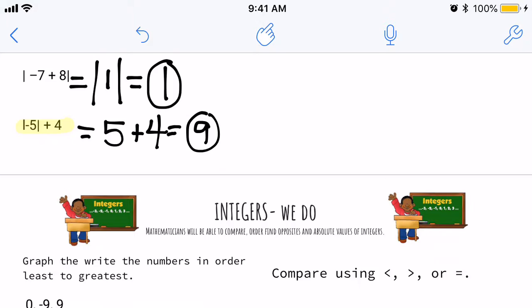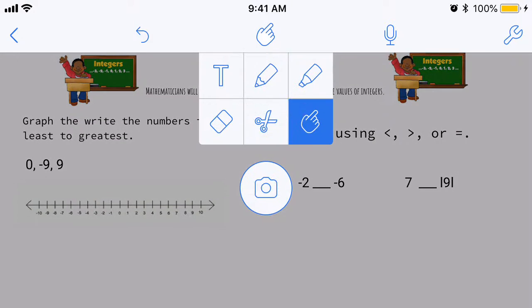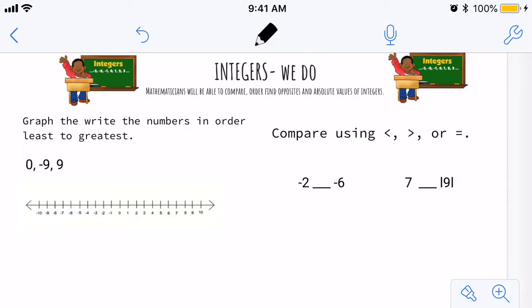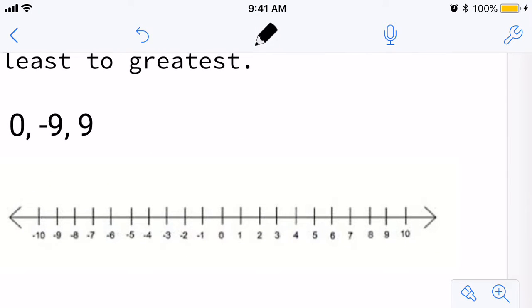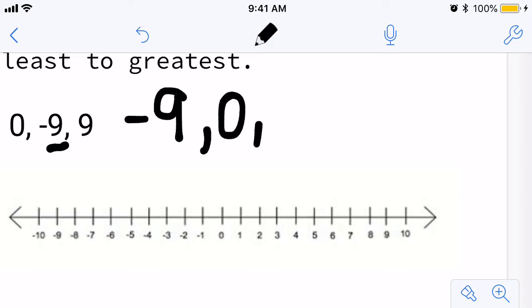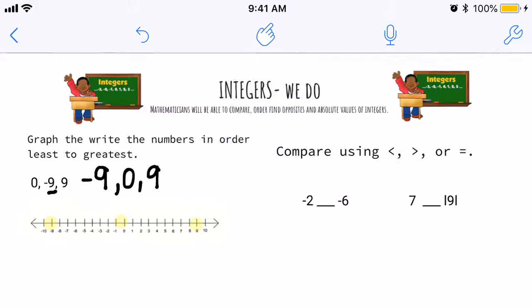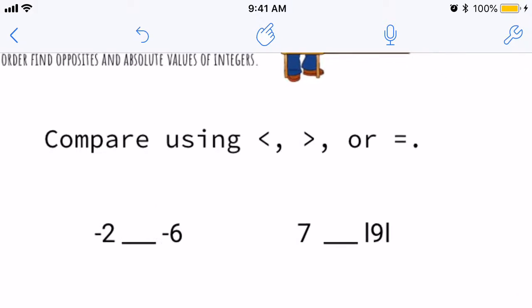Now we're going to scroll down to our other we do slide. The first one asks you to put the numbers in order least to greatest. So again, I'm going to consider my negative numbers first, which there's only 1. Then my positives. 0 should be directly between negative 9 and positive 9, which would lead us to believe that we have opposite values in between or on the outside of 0.